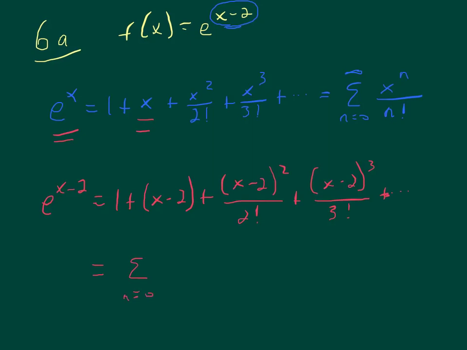and we can get that just by plugging in x minus 2 into the general term of our Maclaurin series for e to the x. And thus we have our solution to part A of question number 6.